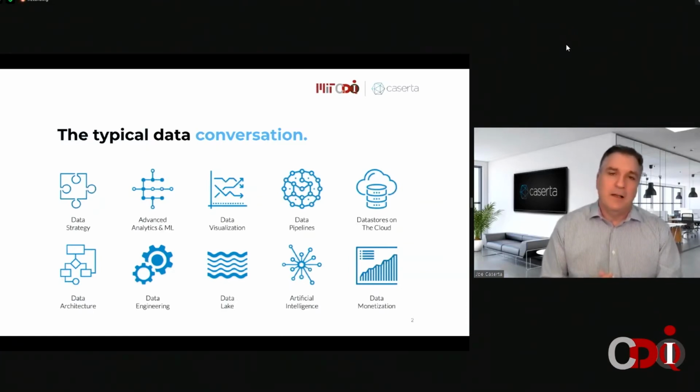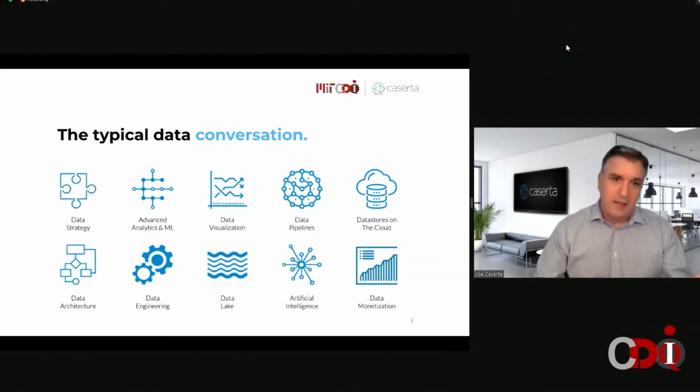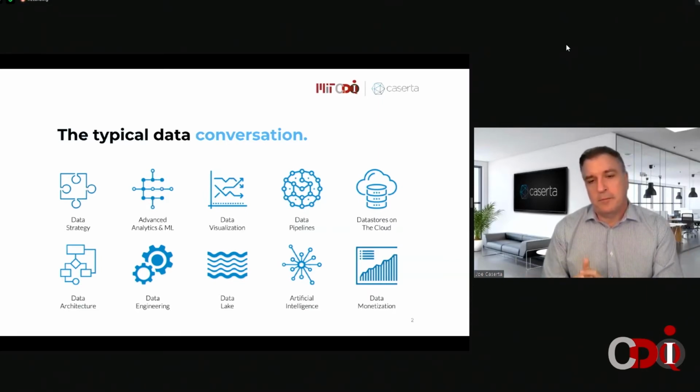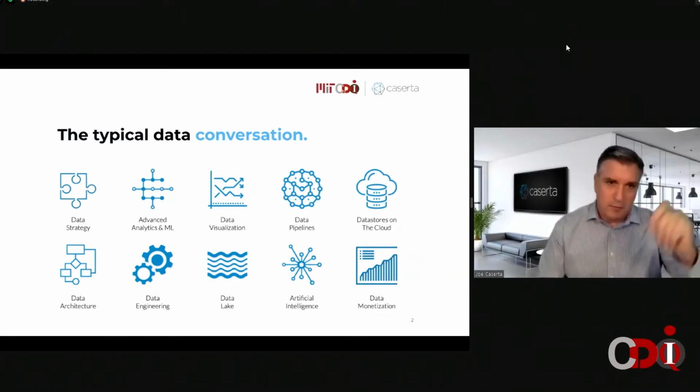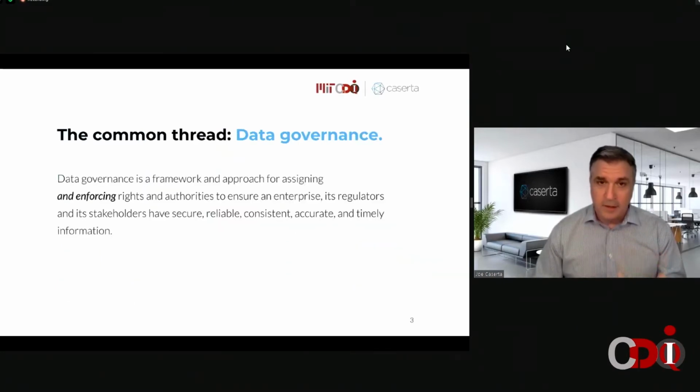When we talk about data, there are many different aspects of data. We talk about using data for business strategy, using data with machine learning and advanced analytics, how to visualize data, how to build data pipelines and move data around from one place to another, putting data out on the cloud, architecting data, putting it in databases, engineering it for advanced analytics, putting it in data lakes, and artificial intelligence to try to influence buyer behavior. And then finally, how to monetize the data that you have, either internally or externally. Lots of these topics are interesting and fun to talk about and fun to implement. The one common thread that goes through all of these different approaches to using data is data governance. Without data governance, none of these things could really be possible, at least not legally, right?